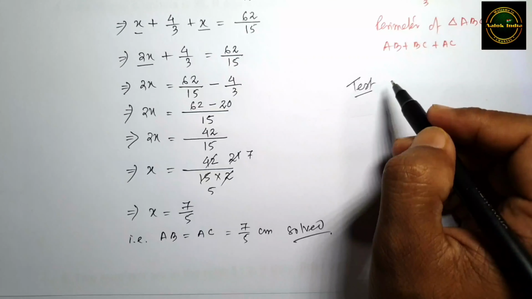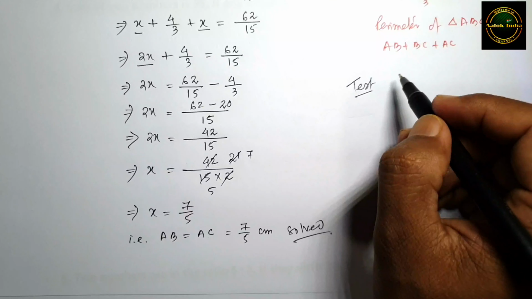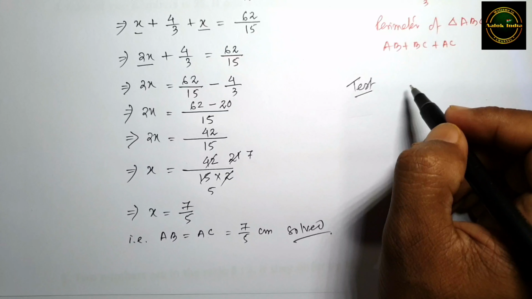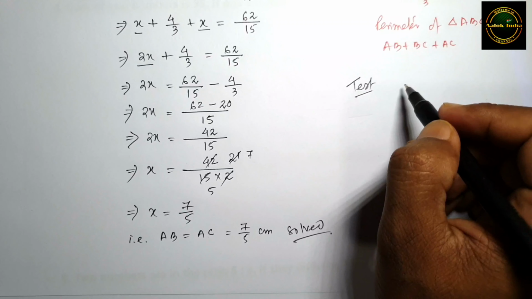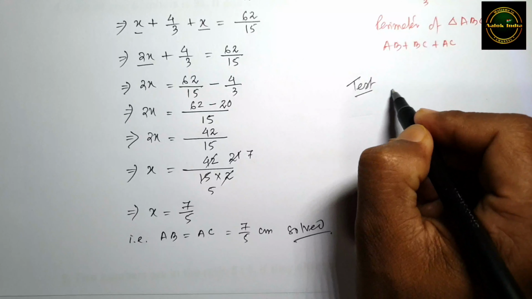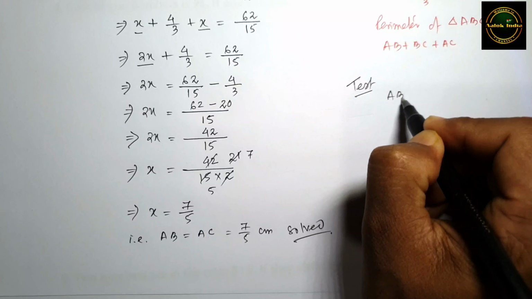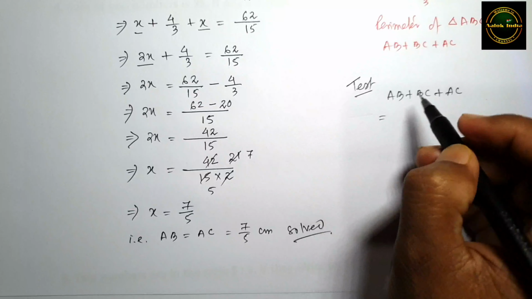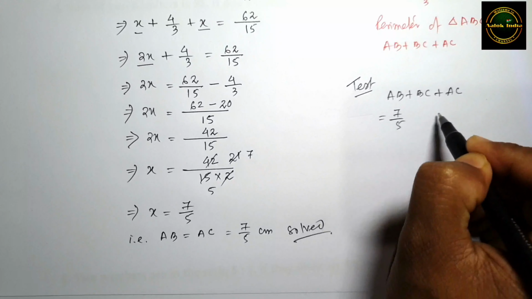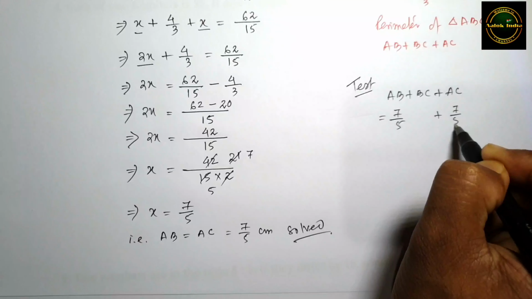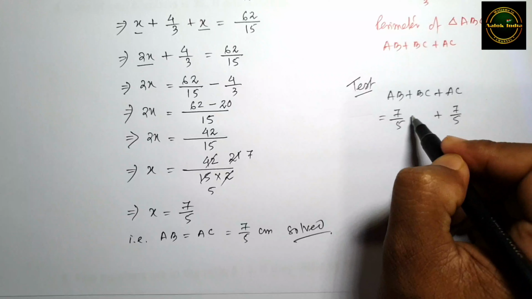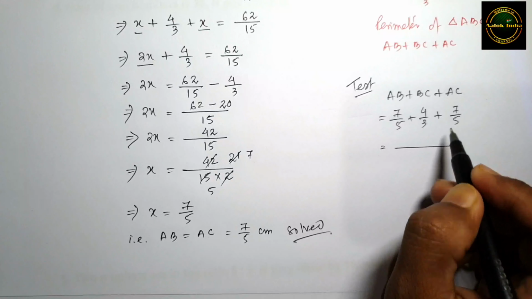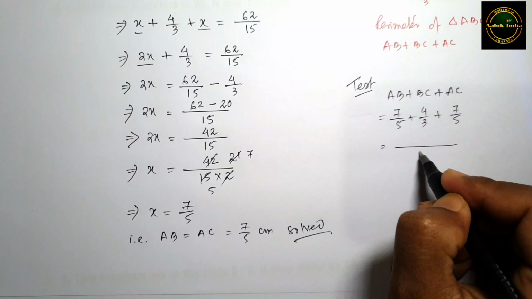To test this maths, we'll add all the sides of the triangle and see whether the result comes to 62 by 15 or not, which is the perimeter. So the sides are AB plus BC plus AC. In place of AB we'll put 7 by 5 and in place of AC we'll put 7 by 5, and the BC value in the question is given as 4 by 3.